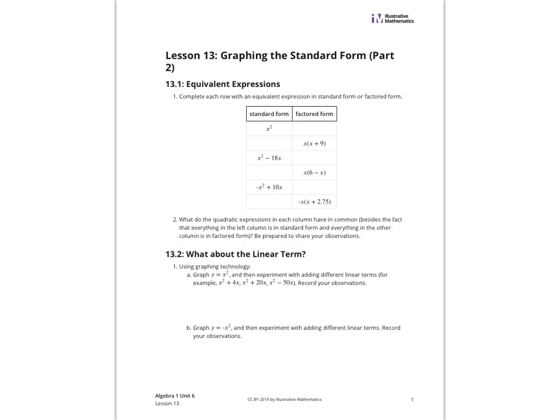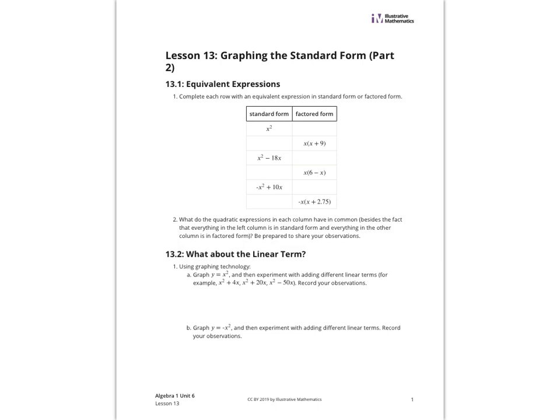All right, so let's go ahead and take a look at the warm-up first. Notice that there is a table given to you with a standard form and a factored form side. So go ahead, take a minute, pause the video, and complete each side of the table. And then I want you to think about question 2. Question 2 asks you, what do the quadratic expressions in each column have in common, besides the fact that everything on the left column is standard form and everything on the right is factored form. So go ahead and pause the video and do that now.